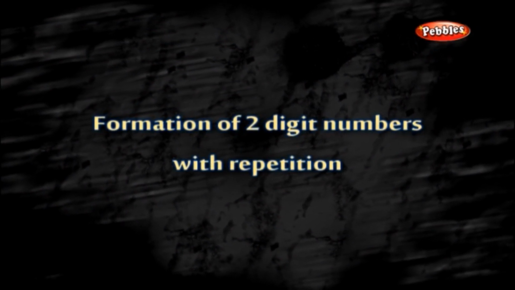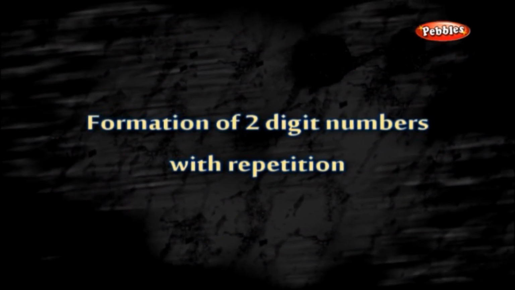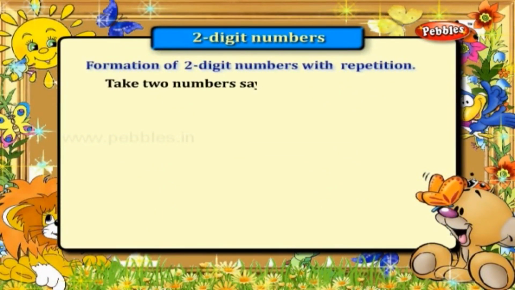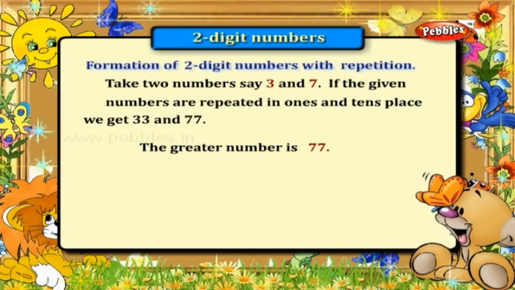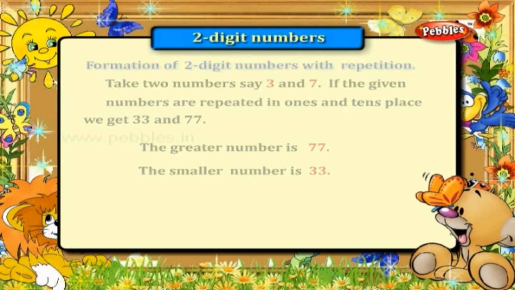Formation of 2-digit numbers with repetition. Take 2 numbers, say 3 and 7. If the given numbers are repeated in the ones and tens place, we get 33 and 77. The greater number is 77 and the smaller number is 33.